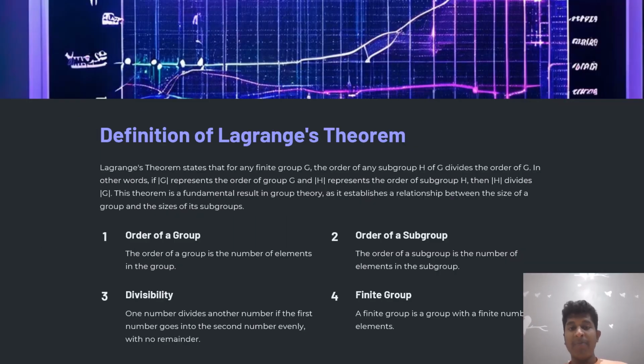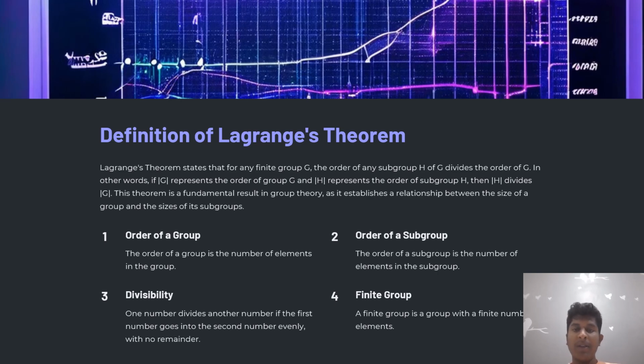Definition of Lagrange's theorem. Lagrange's theorem states that for any finite group G, the order of a subgroup H of G divides the order of G. In other words, if order of G represents the order of group G and order of H represents the order of subgroup H, then order of H divides order of G. This is a fundamental result in group theory, as it establishes a relationship between the size of a group and the size of its subgroup.